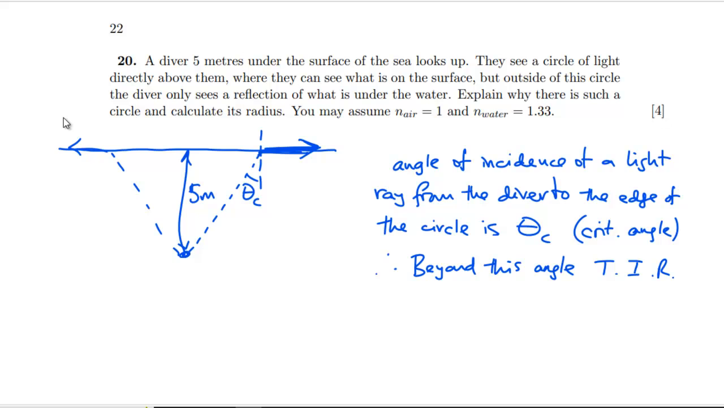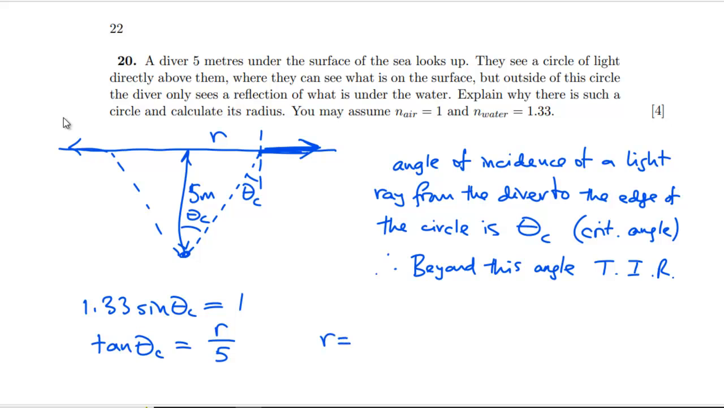And we have to calculate what that radius is then. And they've given us n air and n water. So we've got then that if we're working that out, we're going to get 1.33 sine theta c. This is our critical angle, is going to be equal to 1. So that is going to be theta c as well, isn't it? So if that's the radius, that's theta c. So tan of theta c is going to be opposite over adjacent, which is r over 5.